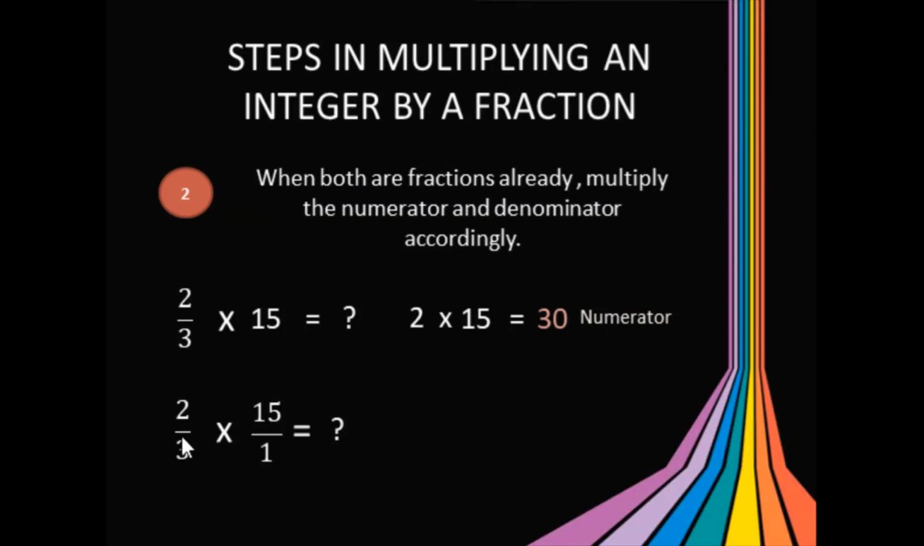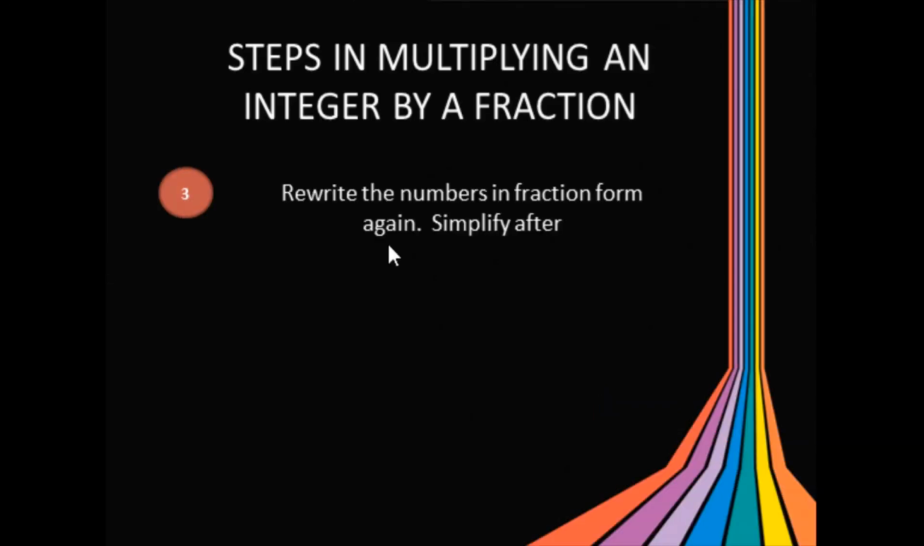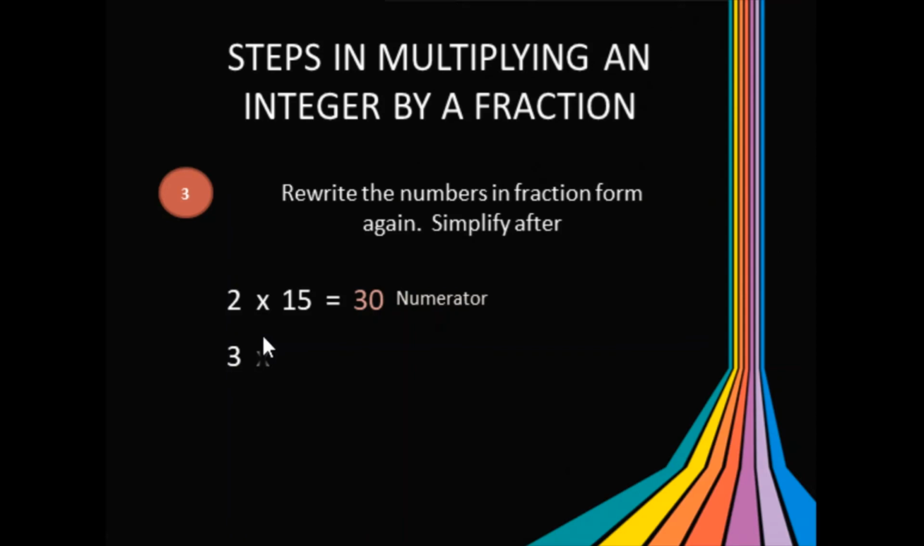Now, 30 would be our numerator. Okay. How about multiplying the denominator this time? We have 3 times 1. We get 3. And 3 becomes the denominator. Next step is to write it as a fraction again. Rewrite the numbers in fraction form again. So we have this one, 2 times 15, we get 30. 3 times 1, we get 3. Write it as a fraction, we have 30 over 3.